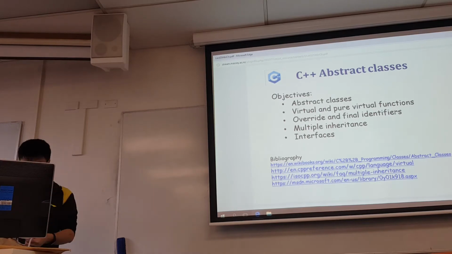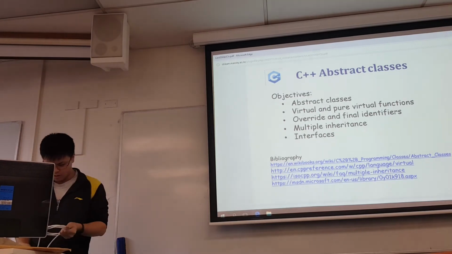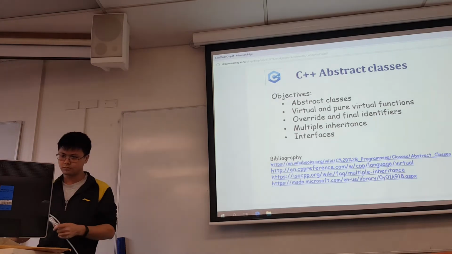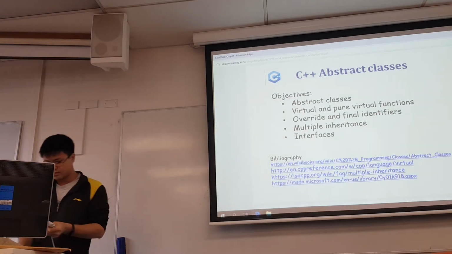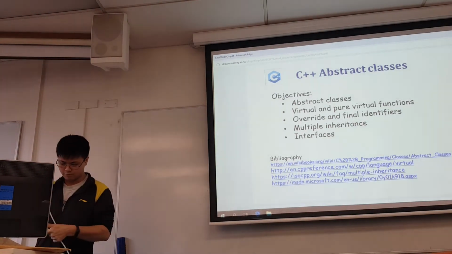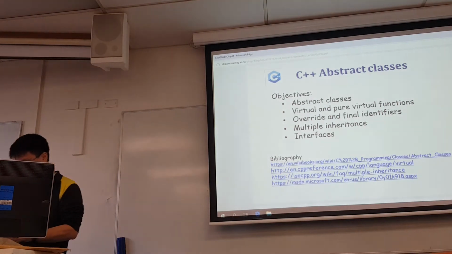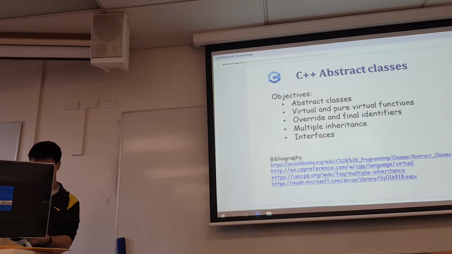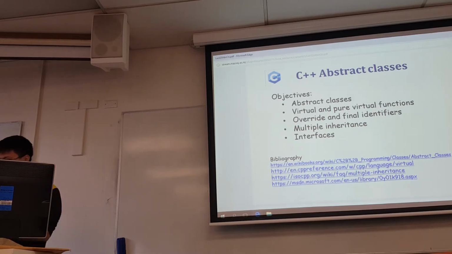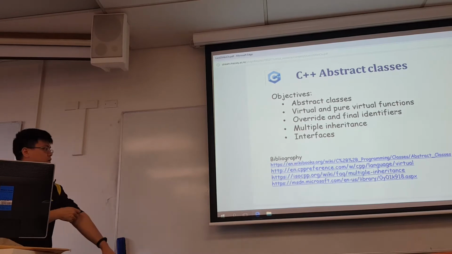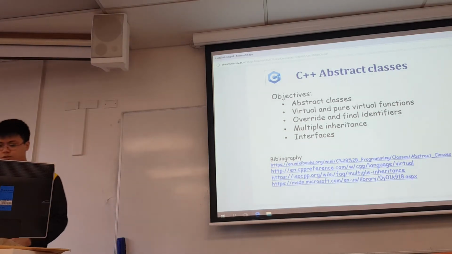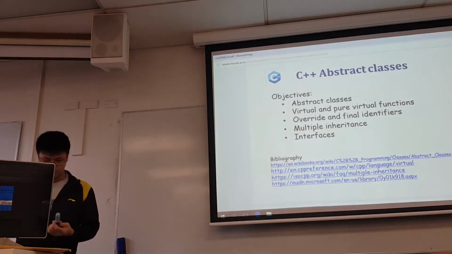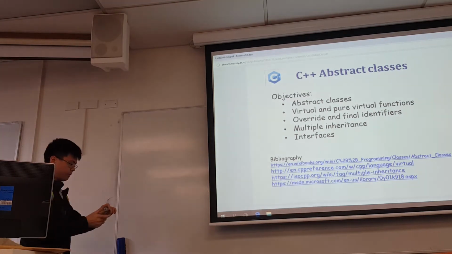So today we'll learn about abstract classes. Last week we learned about virtual functions. An abstract class is a class with every function being a virtual function, and more, all the functions are pure virtual. Right? So what does it mean to be pure virtual?